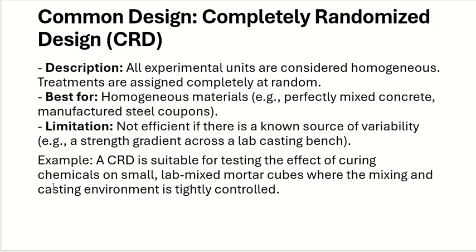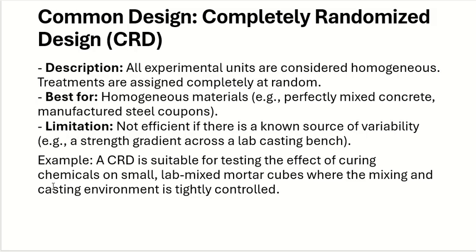Like I gave you the example of the cement bag. I know cement will change some characteristics, so I cannot make it completely randomized. Another is strength gradient across a lab casting bench. I know the strength gradient is not the same across a bench, or whatever, like the mold which you are using for casting.